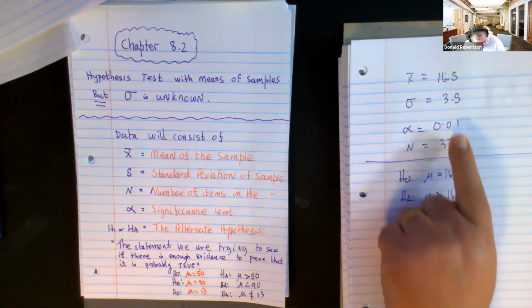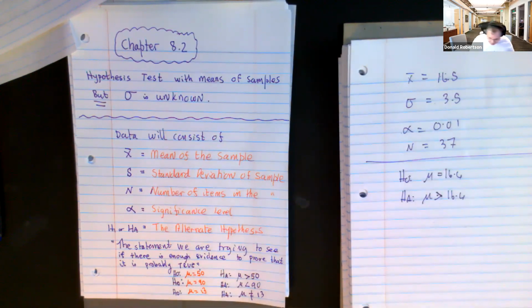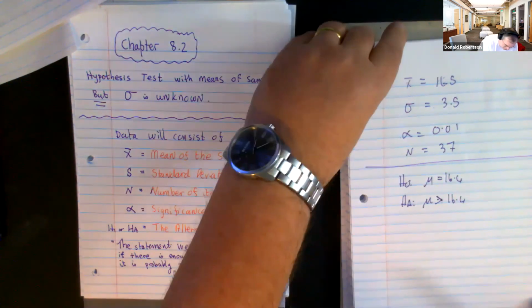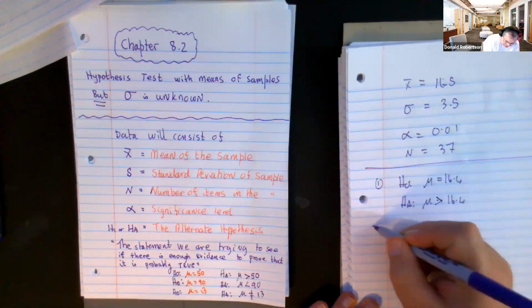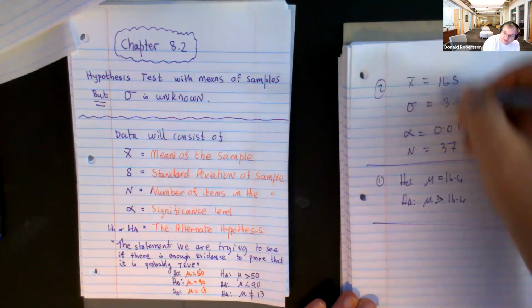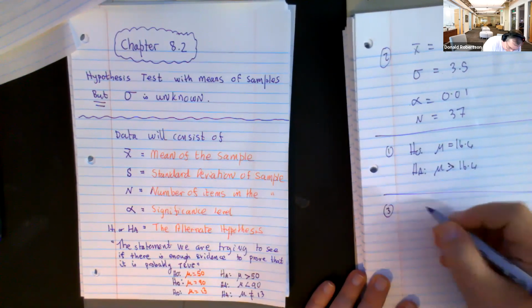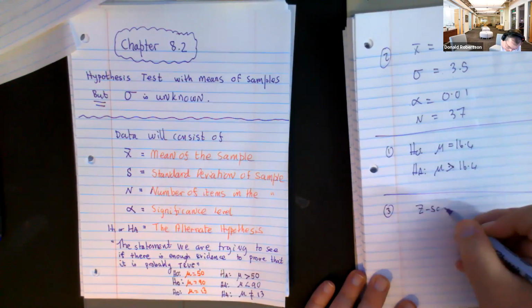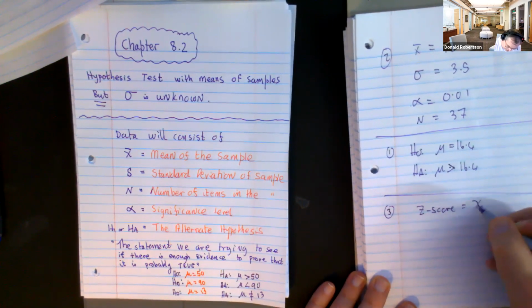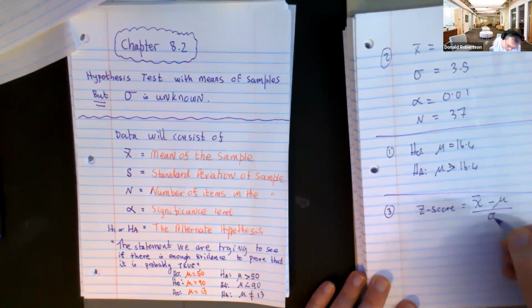Significance level 1%, sample size 37, sigma is a given value 3.5. So step 1 would be create this. Essentially step 2 is collect your data. Step 3 now is we're going to get a Z-score. And the formula is X bar, take away mu, over sigma over square root of n.